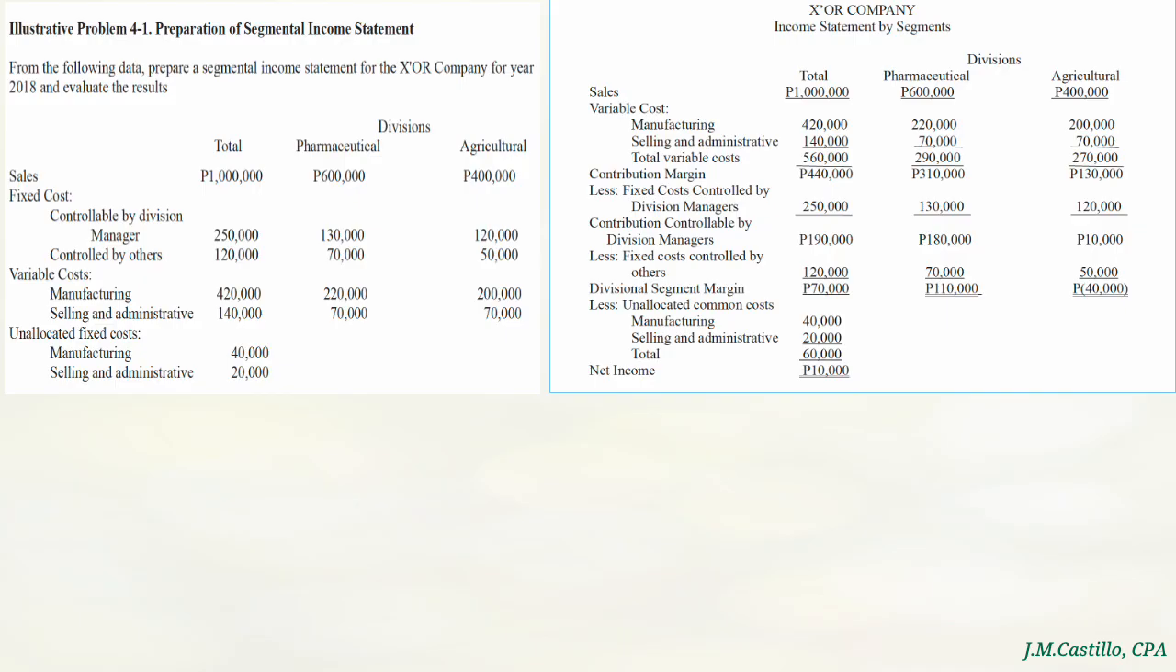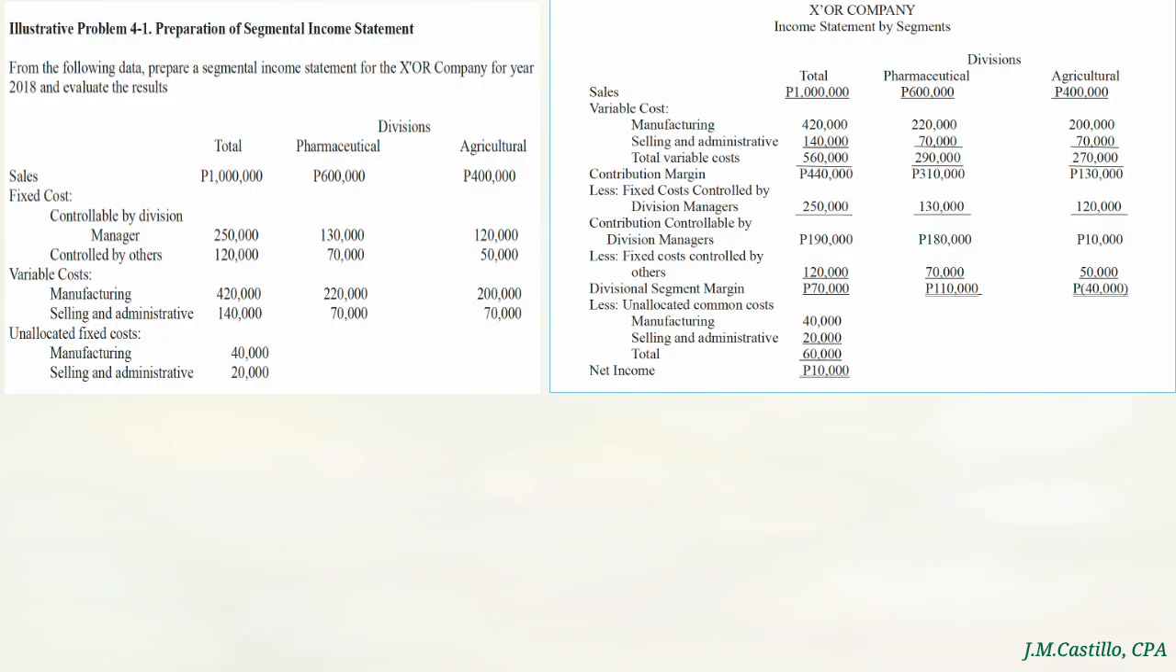So, kanina diba binanggit natin that segments could be based on the line of business, kagaya nito, isang pharmaceutical, isang agricultural, pwede rin naman na the product itself, pwedeng geographical location. In this case kasi, it is segregated or divided based on the line of business. So for the sales, the total is 1 million. Distributed siya na 600k pharma and 400k agri.